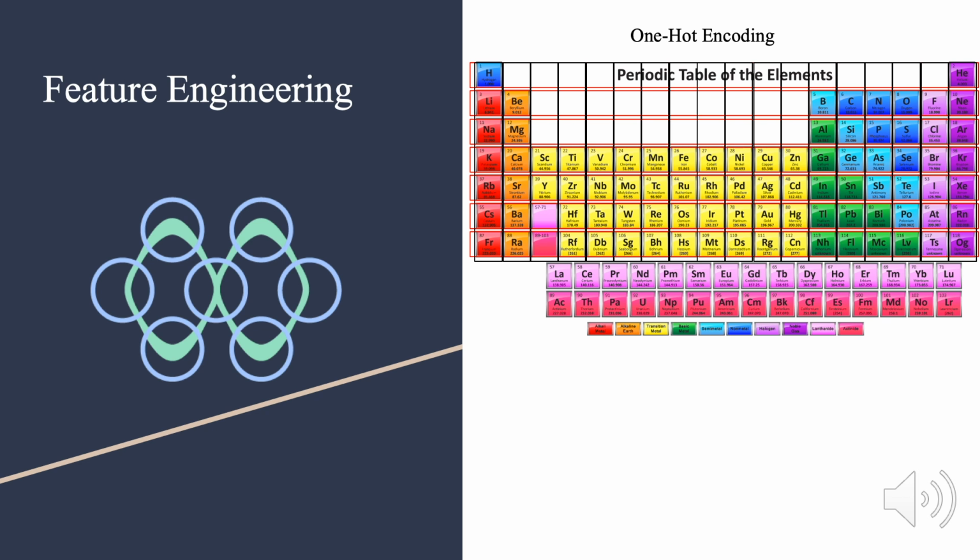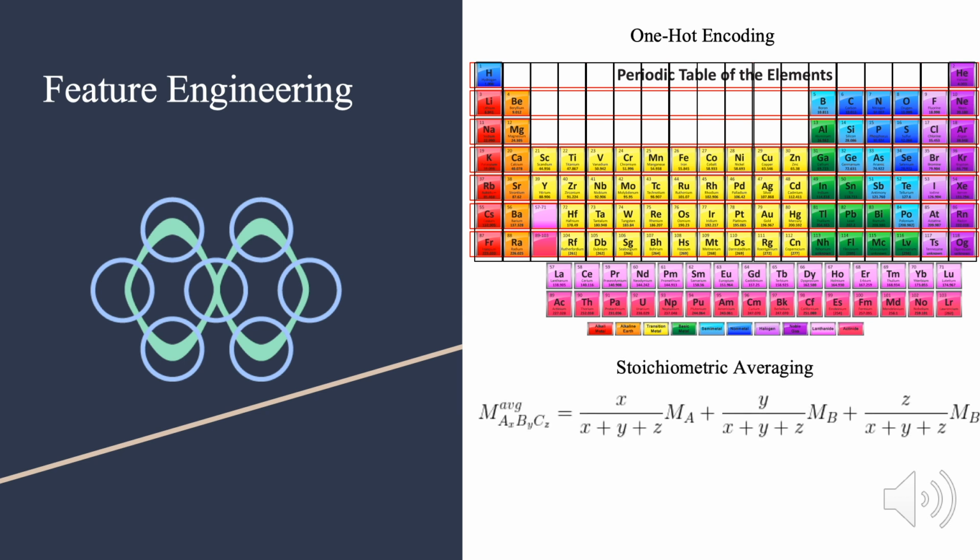For features that do act on somewhat of a continuous scale, we can use stoichiometric averaging, where we estimate the material properties of a compound as the stoichiometric average of the pure component properties, following the formula below.